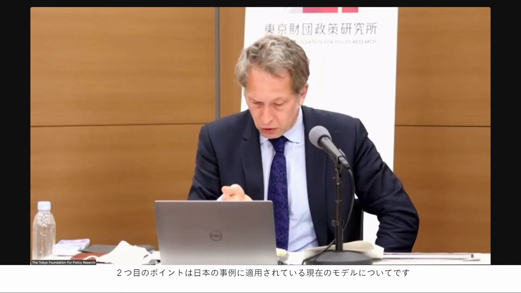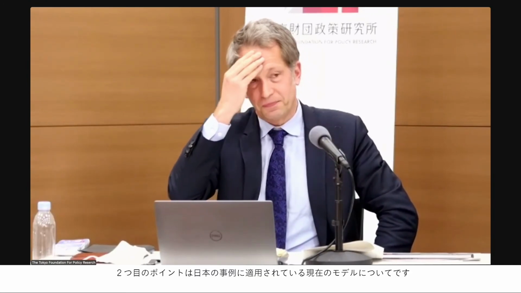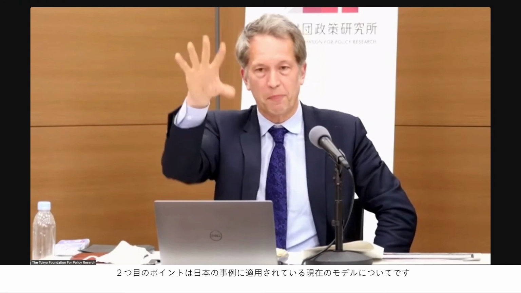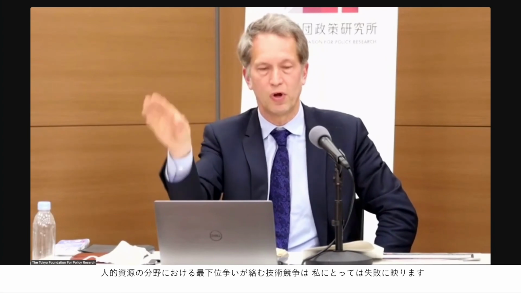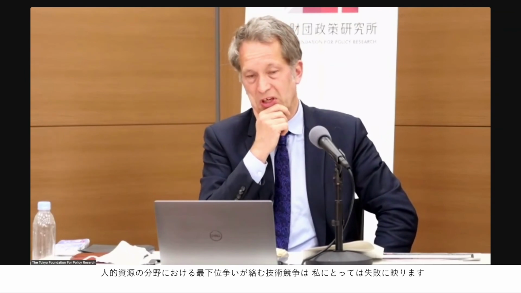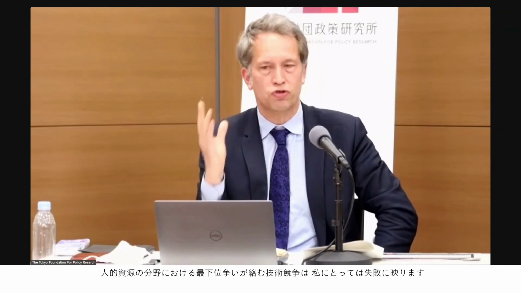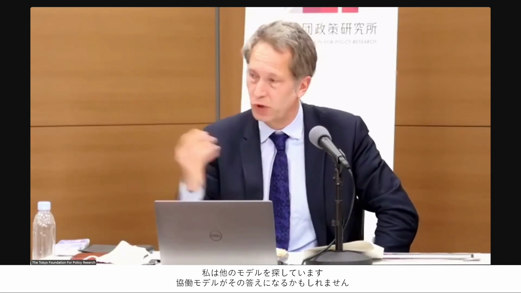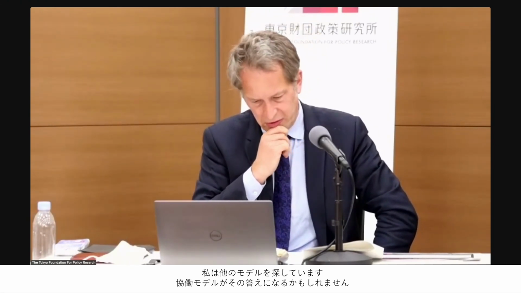The second point is clearly the current model applied to the Japanese case, so technological race associated to race to the bottom in the field of human resources, is a failure to me. That did not show impressive results in terms of innovation capabilities. So I'm simply looking for other models. So a collaborative model could be an answer.